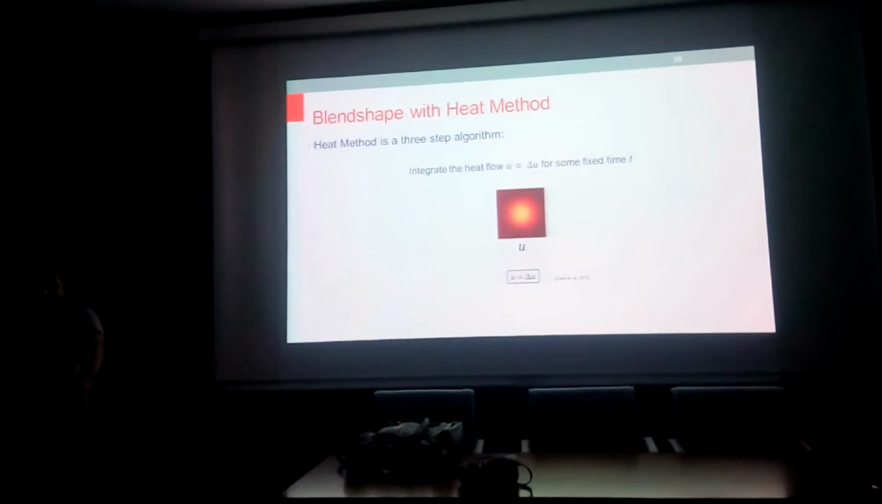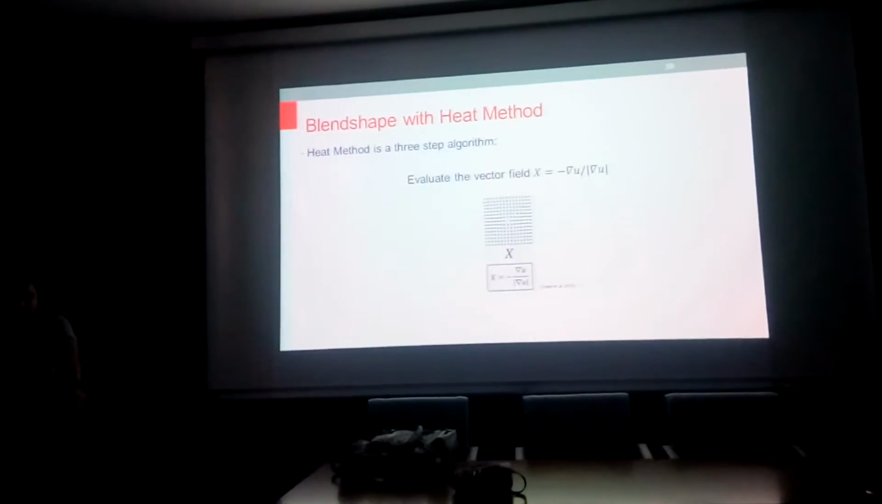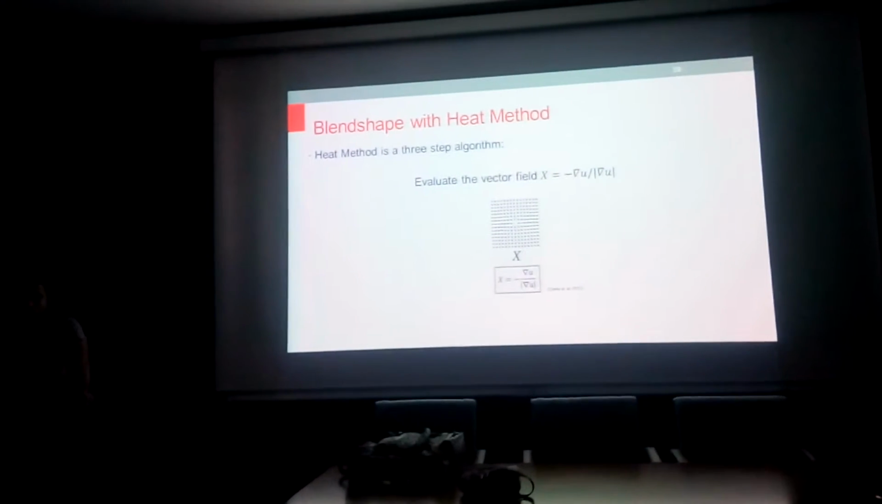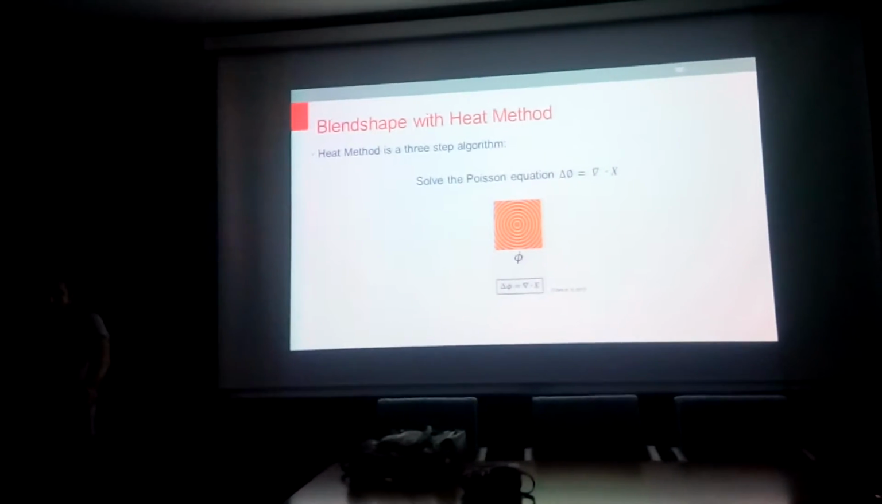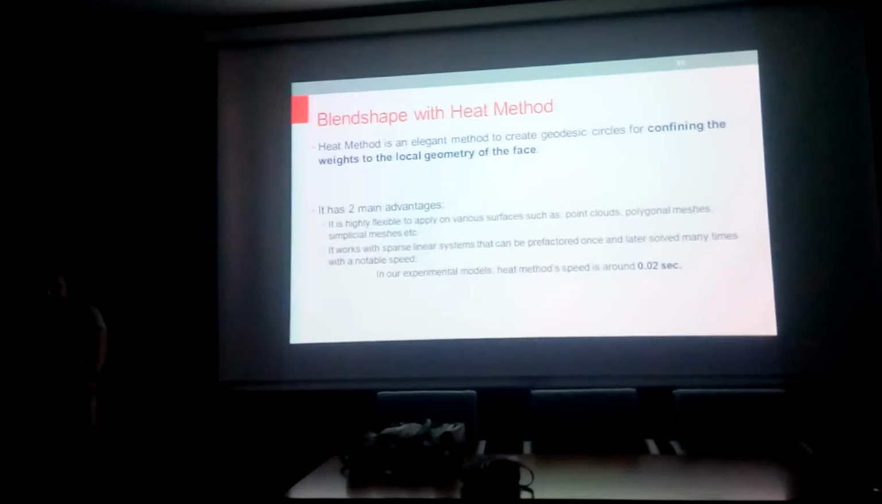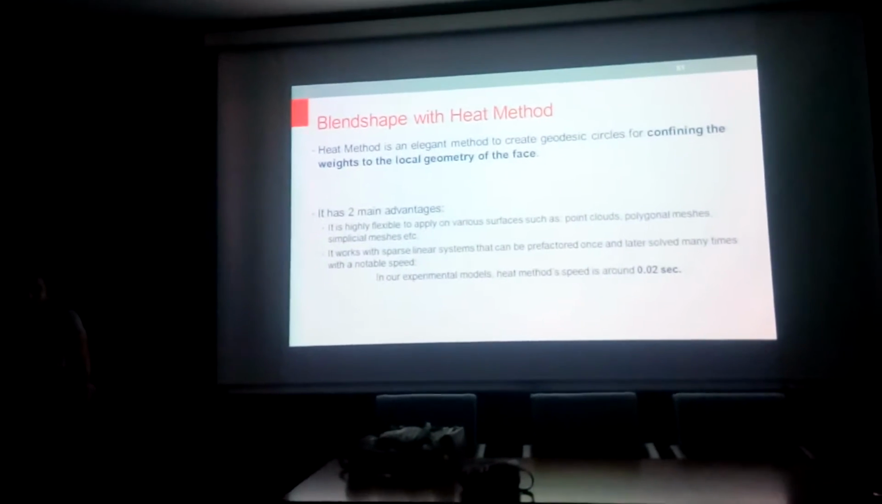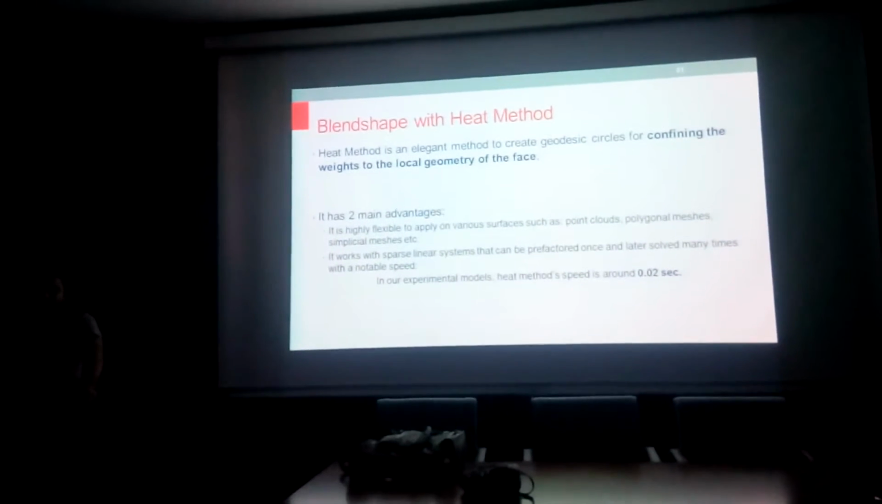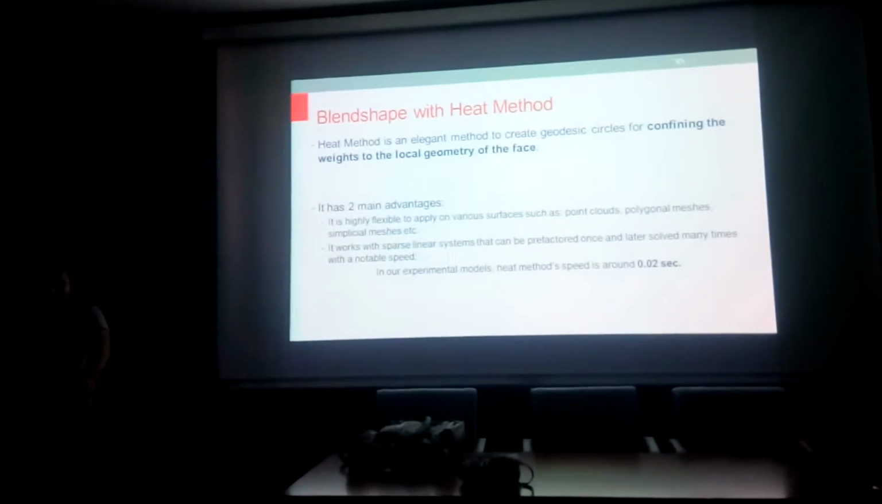The first step is to integrate the heat flow for some fixed time. The second step is to evaluate the vector field. And the final step is to solve the resultant Poisson equation. The heat method is an elegant method to create geodesic circles for confining the weights to the local geometry of the face. It has two main advantages.